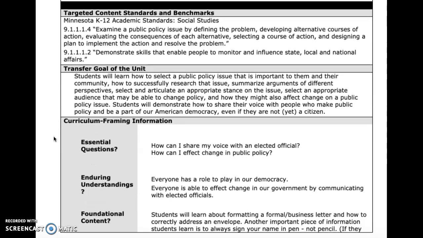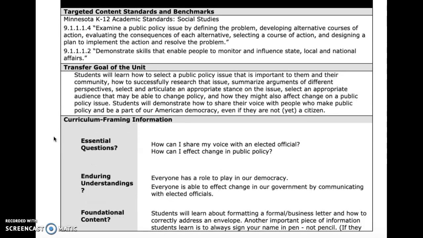The transfer goal of this unit is students will learn how to select a public policy issue that is important to them and their community. So they get to select their topics, how to successfully research that issue using credible sources, which we already talk about, and I give them a list of different credible resources in several languages. Summarize arguments of different perspectives, select and articulate an appropriate stance on the issue, so explain what is going on with the issue and why they chose the stance that they did.